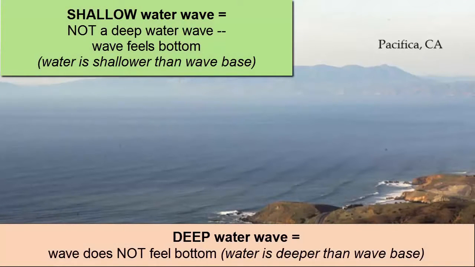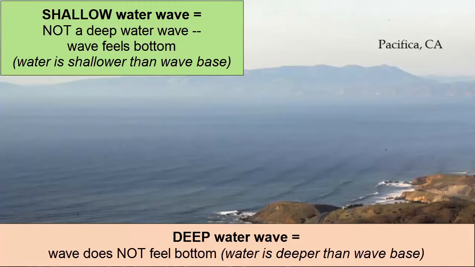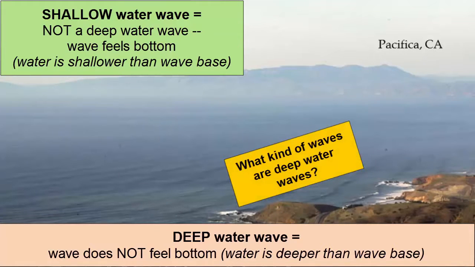Note, for purposes of this video only, if a wave is not a deep water wave, we will call it a shallow water wave. In truth, there is a term known as a transitional wave, which sits between the two. We will not make that distinction. What kind of waves are deep water waves, and what kind are shallow water waves? And can they be one at one time and another at another?